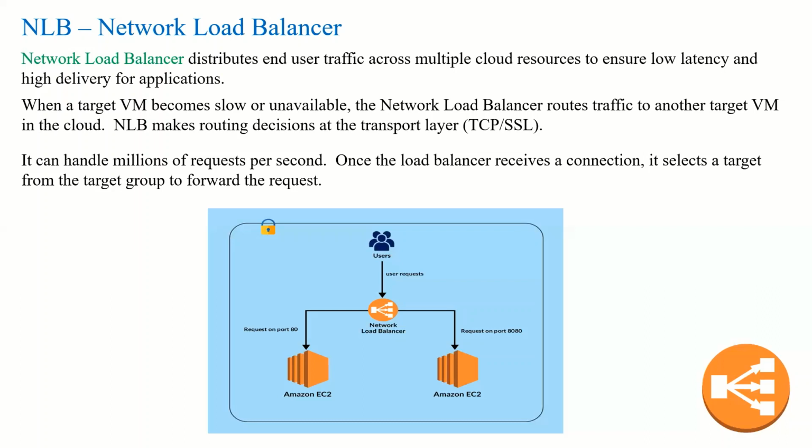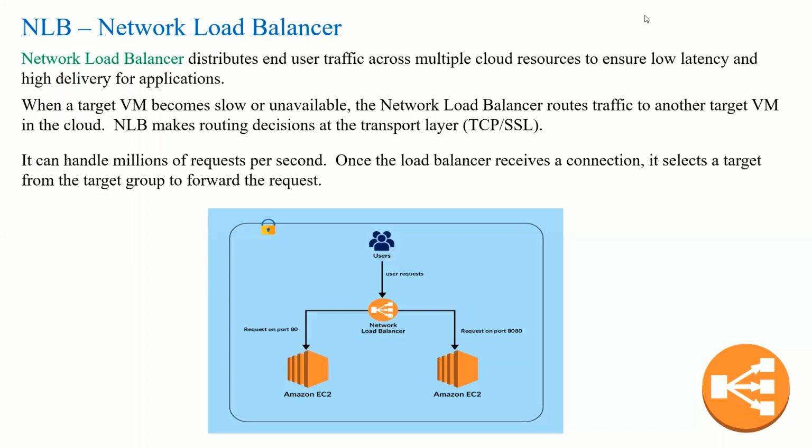that is, virtual machines. So what is all about a network load balancer? A network load balancer distributes end user traffic across multiple cloud resources to ensure low latency and high delivery for applications. So when a target virtual machine becomes slow or unavailable, the network load balancer routes traffic to another targeted virtual machine in the cloud. So the NLB makes routing decisions at the transport layer, that is TCP, IP, or SSL, that is Secure Socket Layer. So it can handle millions of requests per second.